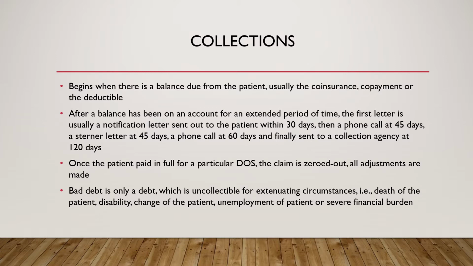Collections begins when there is a balance due from the patient, usually coinsurance, copayment, or deductible. After a balance has been on the account for an extended period of time, there's a series that happens, usually a letter within the first 30 days, a phone call and a sterner letter at 45 days, a phone call at 60 days, and then reported to a collection agency at 120 days. There can be a bad debt, which is only a debt, and uncollectible for extenuating circumstances, which changes depending on the payer.